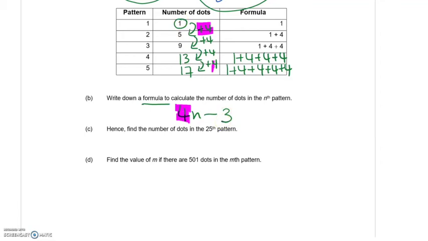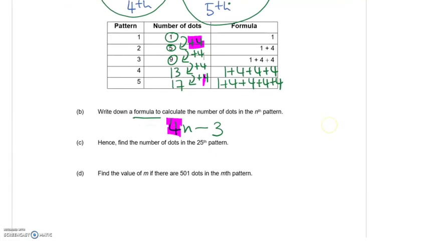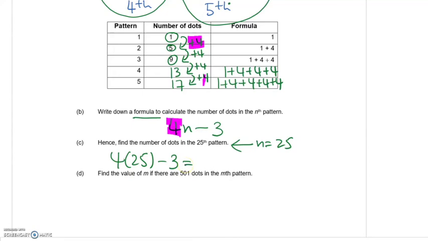Okay, so just check it. When n is equal to 2, 4 times 2 equals 8 minus 3, you get 5. When n is equal to 3, 4 times 3 is 12 minus 3, that's 9. Okay, and you can check the next few cases if you want to. Alright, so now we are supposed to find the number of dots in the 25th pattern. That just means n is equal to 25. So do the substitution. 4 times 25 minus 3, that will give you 100 minus 3, that's 97.